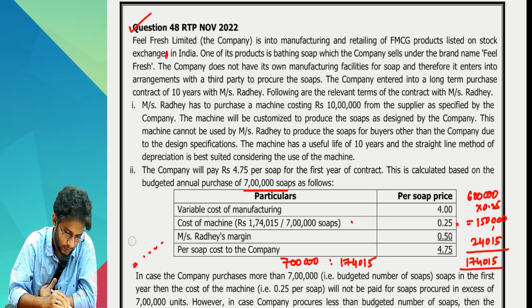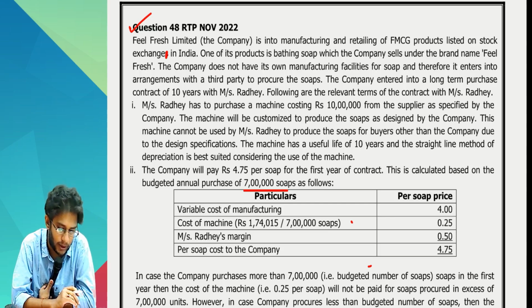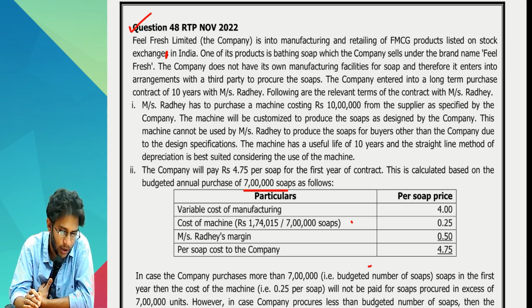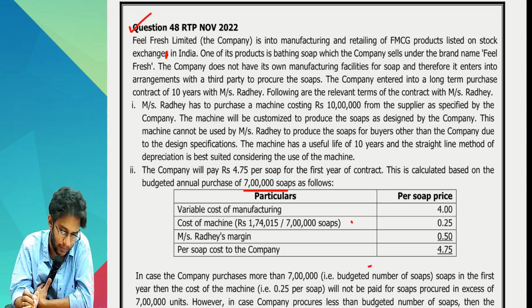Okay, wait a minute, let me erase this so that it will be easy for you to focus. Feel Fresh Limited is into manufacturing and retailing of FMCG products, listed on stock exchanges in India. One of its products is bathing soap, which the company sells under the brand name Feel Fresh. The company does not have its own manufacturing facilities for soap, and therefore it enters into arrangements with third parties to procure the soaps. The company entered into a long-term purchase contract of 10 years with Messrs. Radhe. Following are the relevant terms of the contract with Messrs. Radhe. Messrs. Radhe has to purchase a machine costing 10 lakh rupees from the supplier as specified by the company.